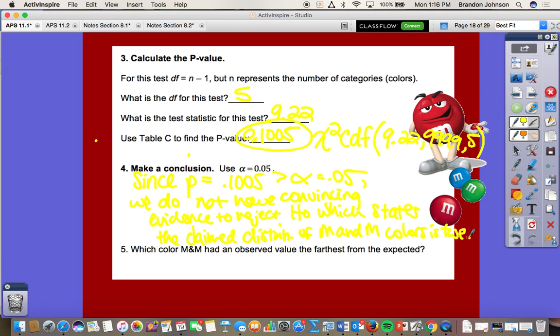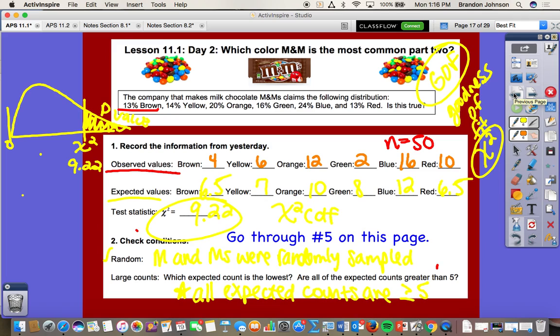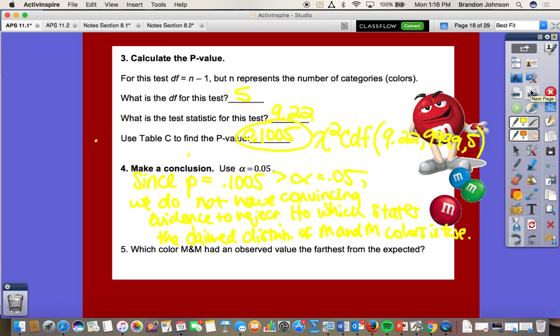Questions on that? Are we good? This has also been brought up on an AP exam, so I just wanted to make sure. Which color M&M had an observed value the furthest from the expected? Blue and green. Let's make sure. It's just green. I want to make sure I put this down appropriately. So we would say that green was lower than expected, by 6. Cool? Put that in there.